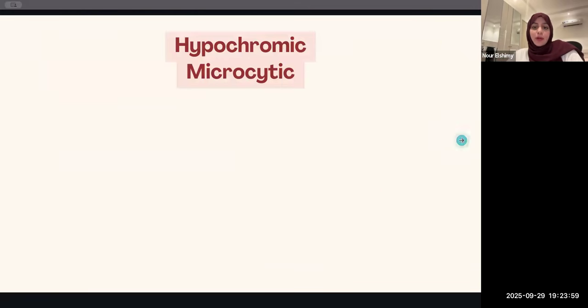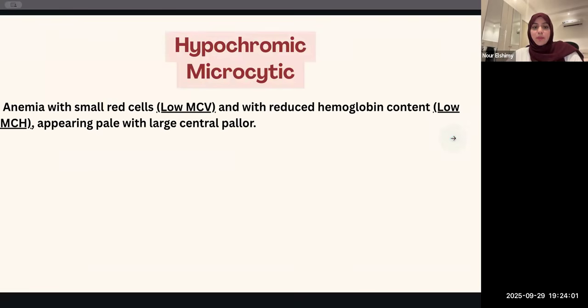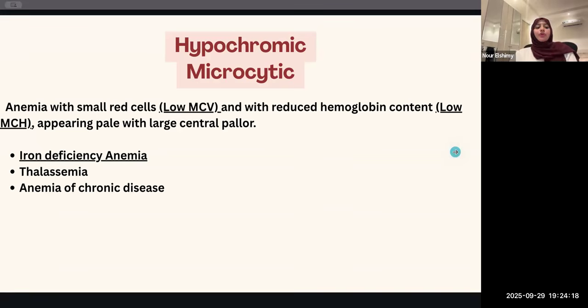Starting with hyperchromic microcytic. So again, hyperchromic microcytic refers to anemia with small red blood cells, so low MCV and reduced hemoglobin content, low MCH. So how are they going to look under the microscope? They're going to look pale and small. Okay. They're commonly found in iron deficiency anemia, thalassemia, and anemia of chronic disease. I want you to focus more on iron deficiency anemia. I have it underlined because this is what the doctor stressed on more.